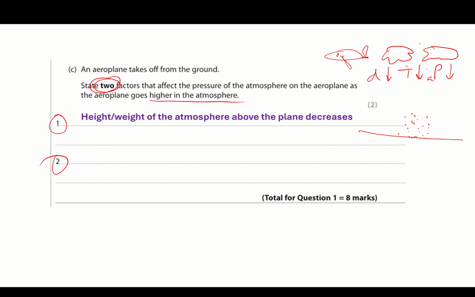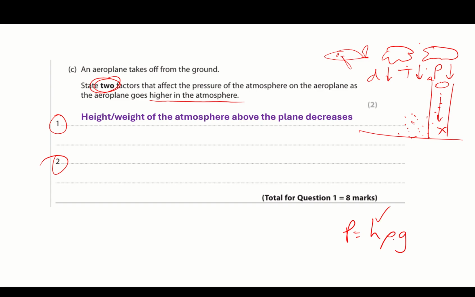Well, the height or the weight of the atmosphere above the plane decreases. And again, we're just trying to link it to this P equals H rho G. So at this point here, I have the weight of all of the particles in the column of air above me. If I'm higher up, I have a lower weight or height. So that's that bit ticked off.